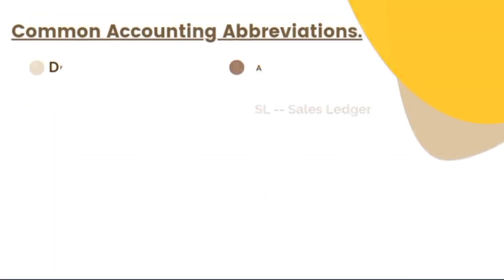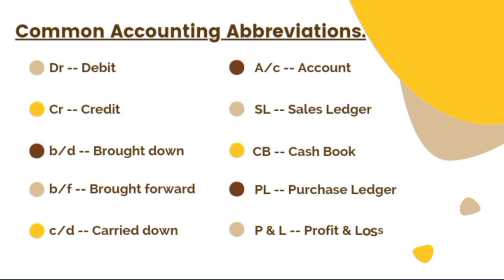But before we go into that, let's look at some of the abbreviations used in accounting, in the ledger, or in the cash book. We have DR, which stands for debit, CR stands for credit, BD brought down, BF brought forward, CD carried down, AC account, and ETC. These are some of the common accounting abbreviations. It will be very good if you get used to these abbreviations, as they will help you in the ledger as well as accounting.